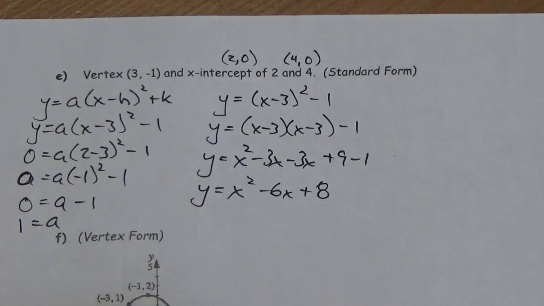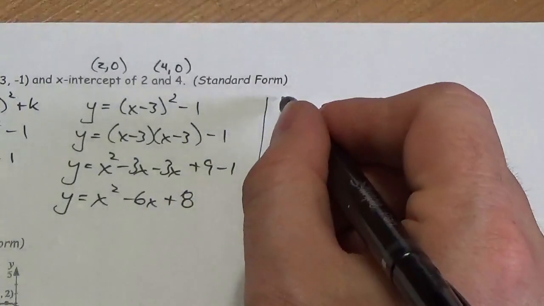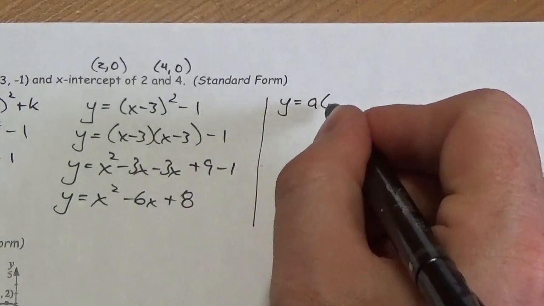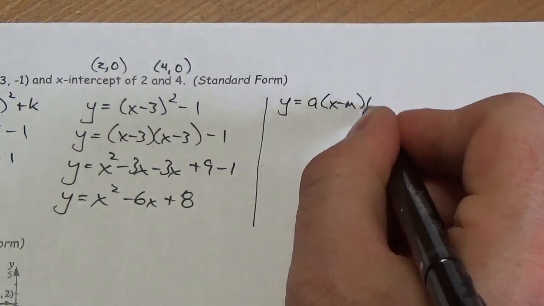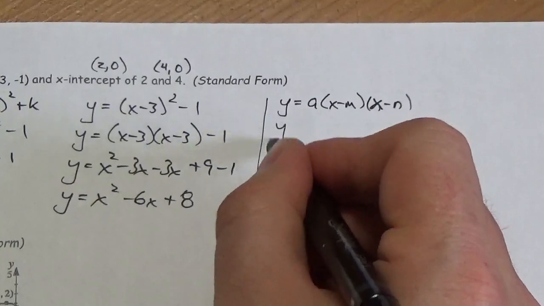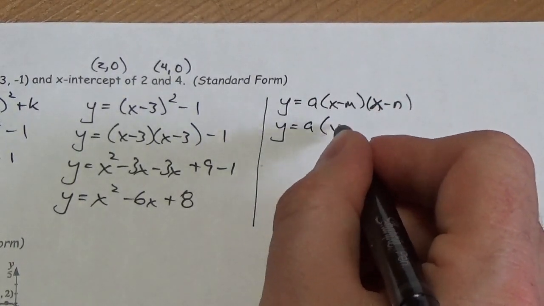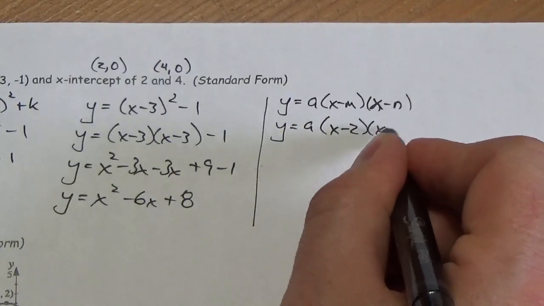Now, just to show you that this will work either way, let's work from root form. So that's y = a times (x minus m)(x minus n). So if I plug in now the x-intercepts here, I will get (x minus 2)(x minus 4).